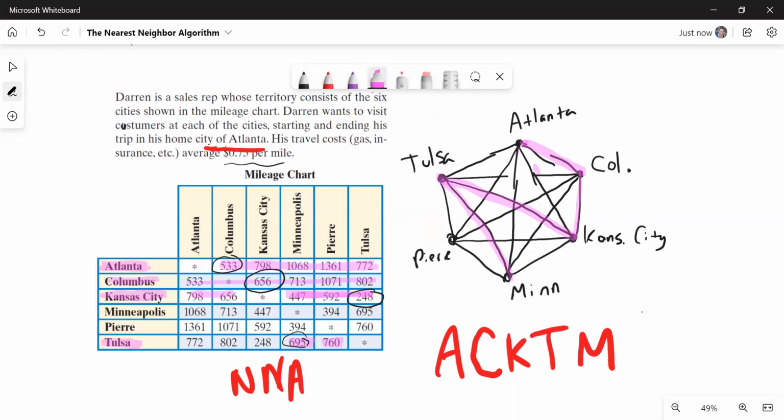And then lastly, let me update my map, right? I've actually gone to every city. That's why the picture is really helpful. I've gone to every city except one. I have no choice but to go to Pierre. So I'm just going to say, okay, I have to go from Minneapolis to Pierre. So that forces me to go and choose this number here, which doesn't seem too bad at $394.